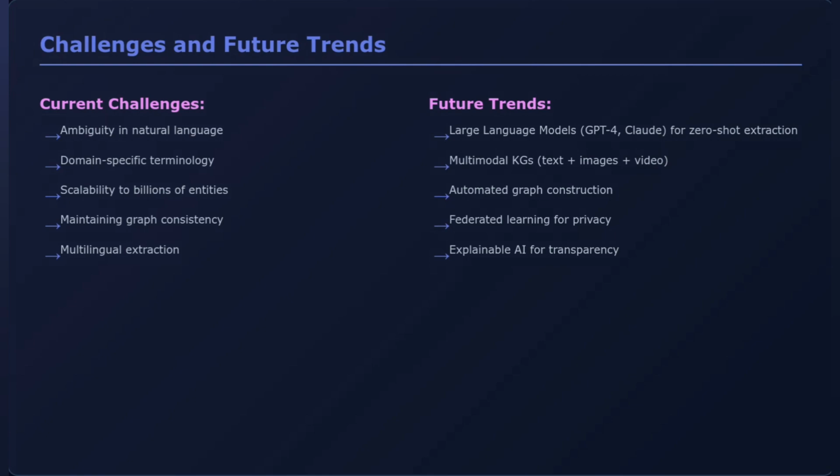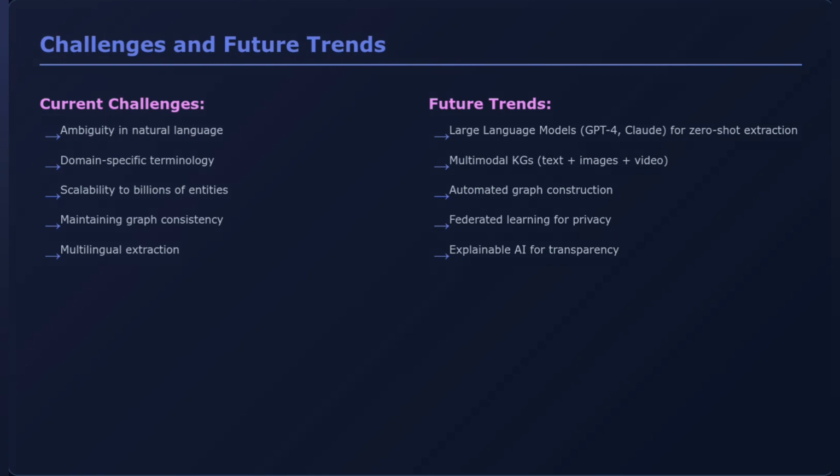Game changer. Multimodal knowledge graphs. The future isn't just text. We're building knowledge graphs that integrate images, videos, audio. Imagine a knowledge graph that knows not just that Mona Lisa is a painting, but actually understands the visual features of the painting itself. Automated graph construction. We're moving towards systems that can automatically build and maintain knowledge graphs with minimal human intervention.